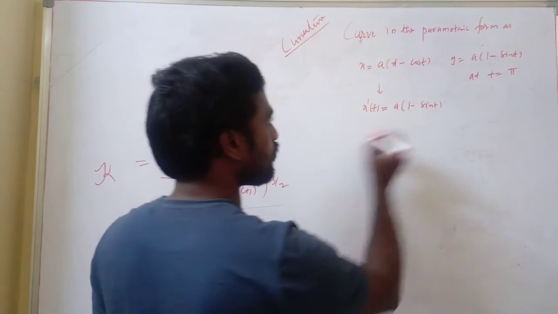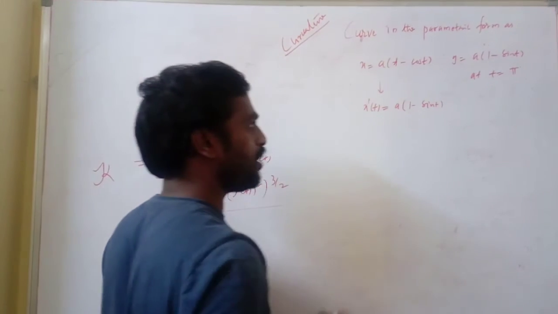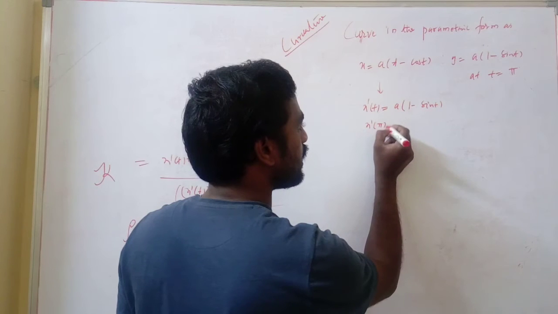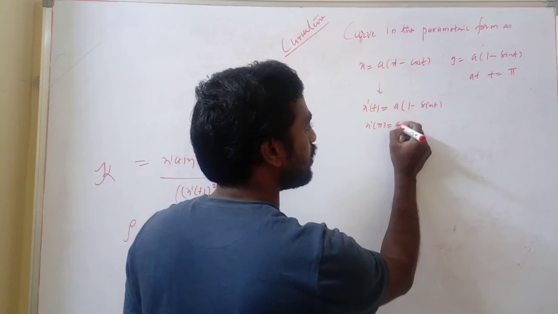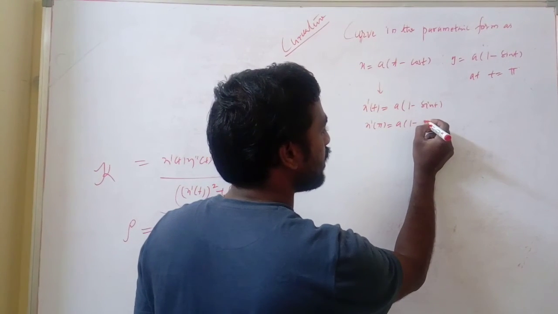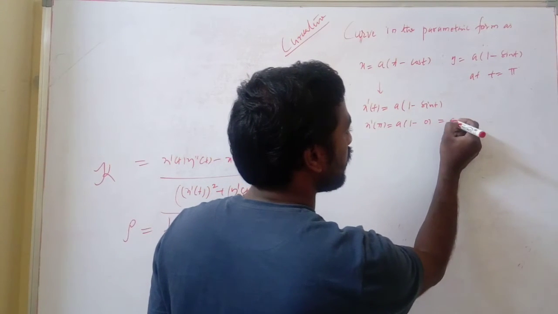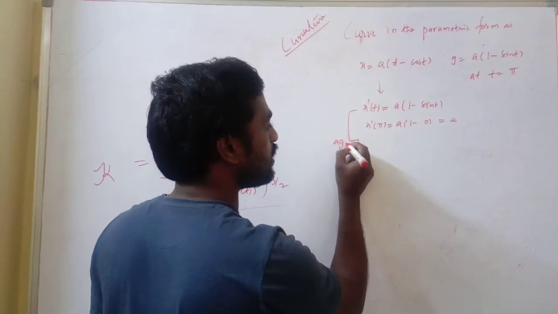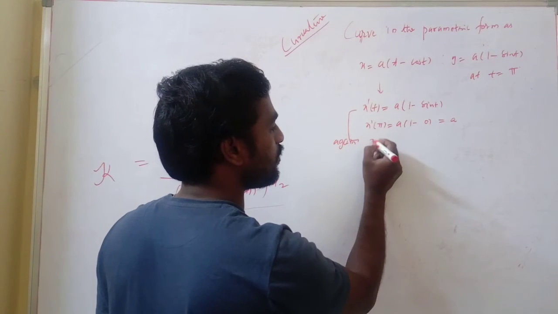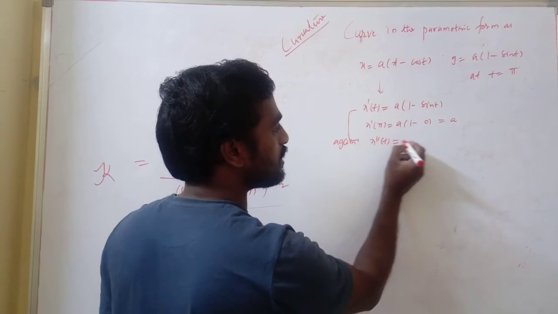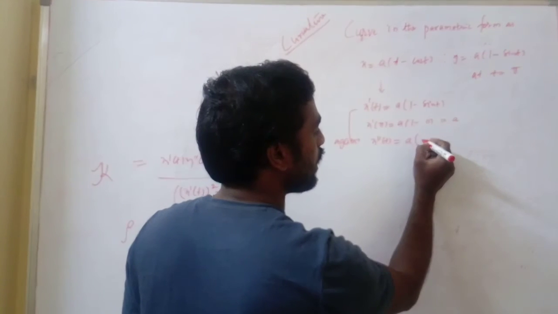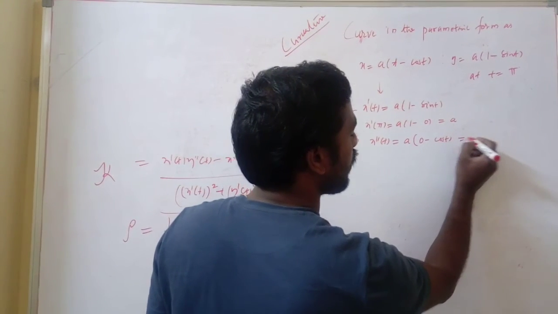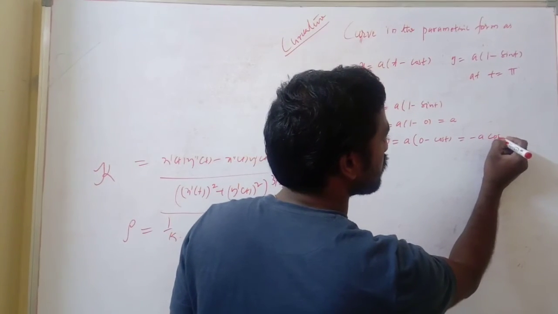Now at t equal to pi, substitute the pi value. So finally we get x dash of pi, which is a into (1 minus sin pi), and sin pi is 0. Finally you get a. Next, differentiate again. X second derivative of t is equal to a into (0 minus sin t derivative, which is cos t). So finally, minus a cos t.